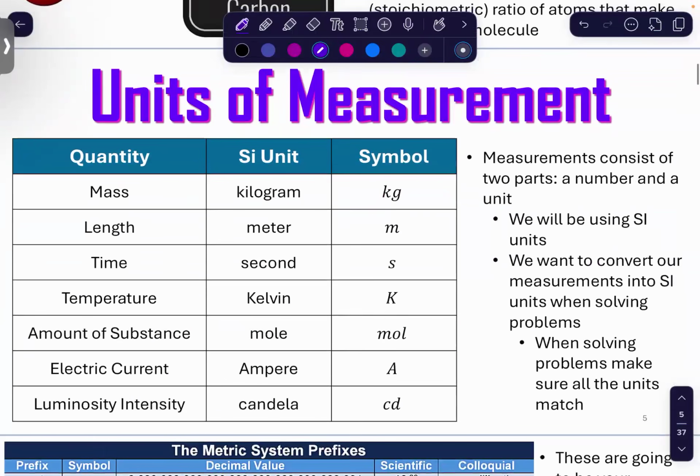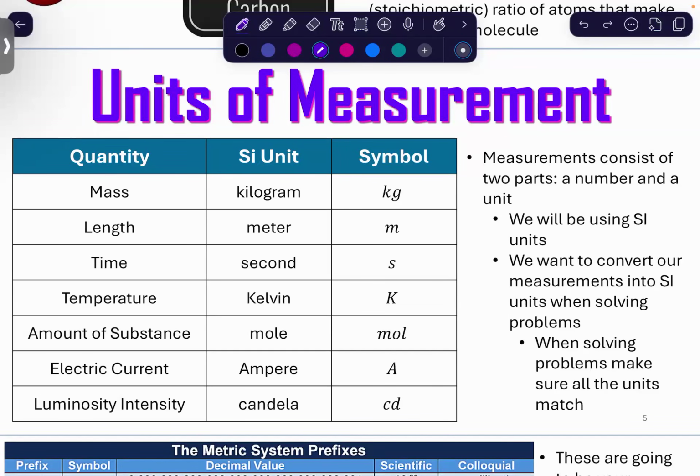Okay, units of measurement. We want to really make sure we know the SI units. SI, of course, I'm not going to try to pronounce it because I'm horrible at French, and it's an abbreviation for French words, but it means the international system. I made a mistake. I don't know why I wrote that as silicone, but that's supposed to be a capital I.